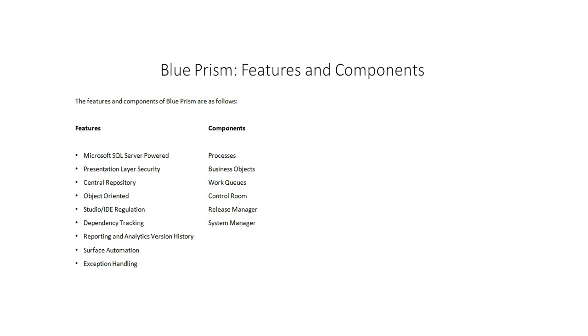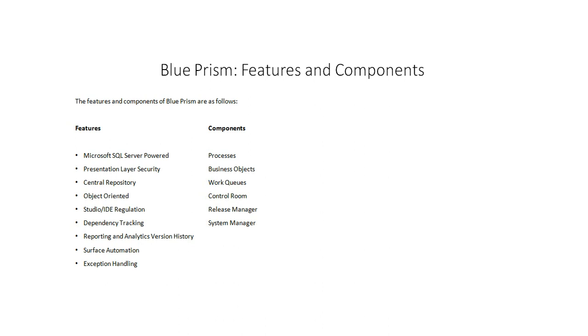Studio IDE regulation. This is another feature. Dependency tracking. You can easily track your automation status, where we are, what kind of automation we are doing, what would be the result. Reporting, it also helps us with the reporting functionality. If you are looking for the result of your automation, you don't need to create another log. You can easily find everything within this BluePrism tool using this Microsoft SQL Server functionality.